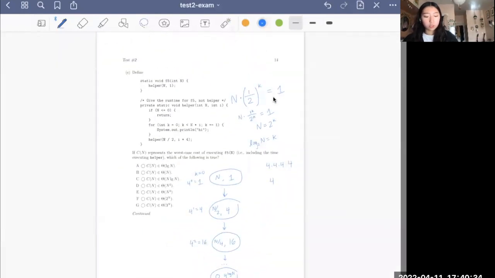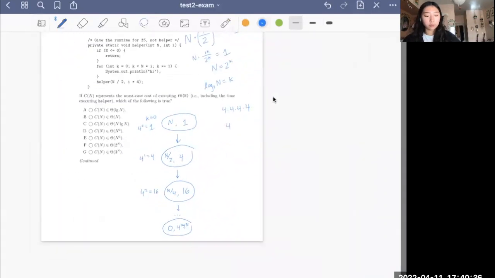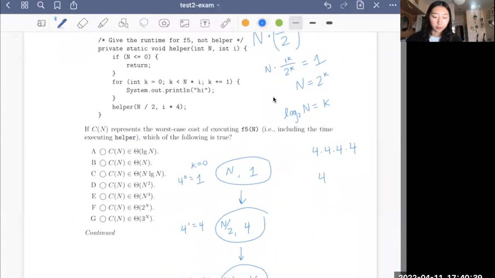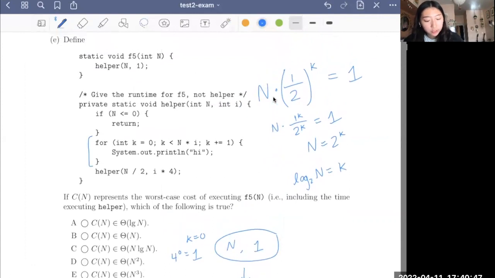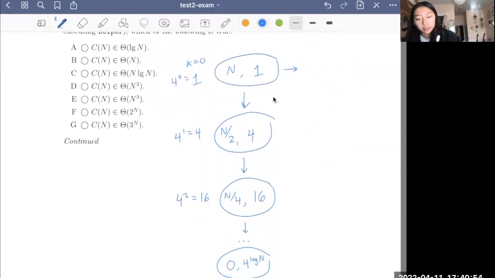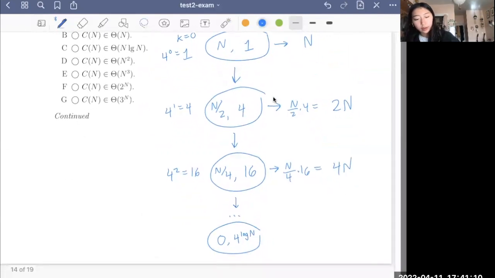Cool. So we did all of this, we've figured out the recursive calls, and now we need to know how much work gets done at each one. And the amount of work that gets done is in this for loop, which does an amount of work linear to n times i, right? We're just looping up to that amount. And so at this call, the work done is n. At this one, it's n over 2 times 4, which is 2n. At this one, it's n over 4 times 16, which is 4n, and so on and so forth.